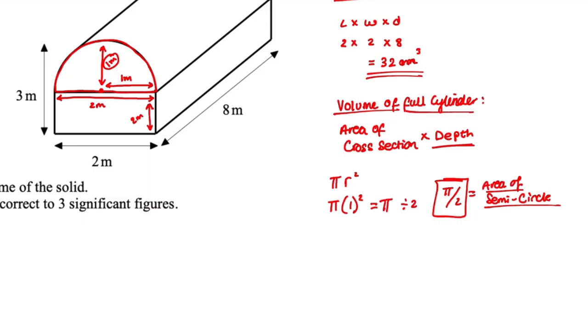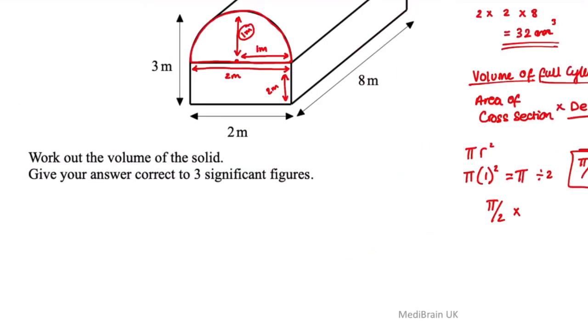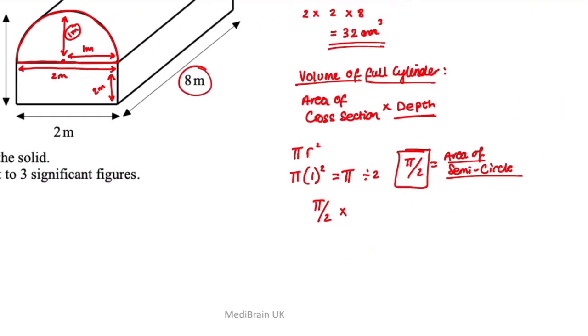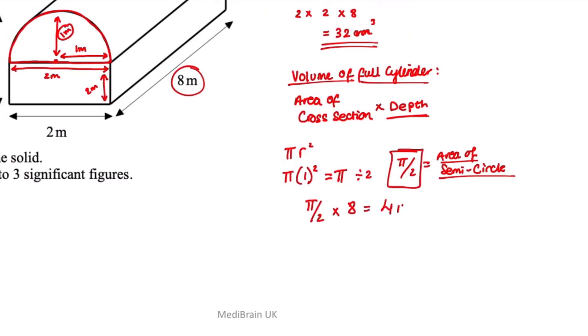So all we're going to do is multiply the area of the semicircle, which is pi over 2, by the depth, which is just 8 meters. So we're going to do pi over 2 times 8, and that's going to give us 4 pi. Okay, so that's the volume of your semi-cylinder.